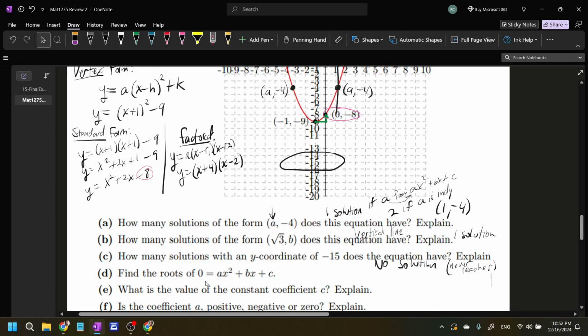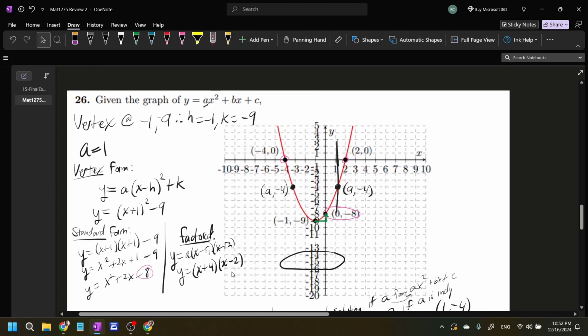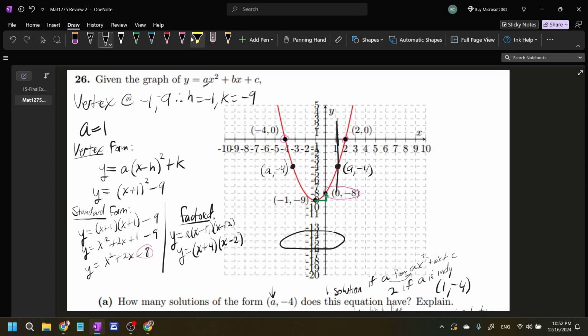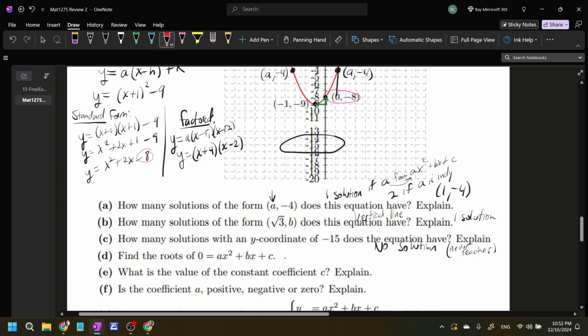Okay, next, find the roots of this. Well, we found that already. Great, we found those roots. Remember we said earlier, root 1 is this x-intercept, so root 1 is -4. Root 2 is 2. So we already know our roots are -4 and 2.